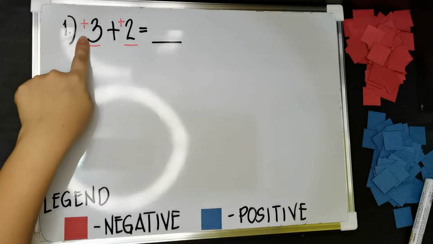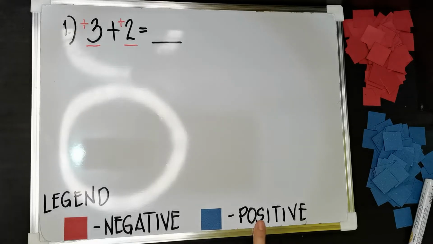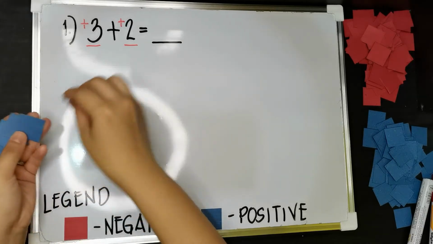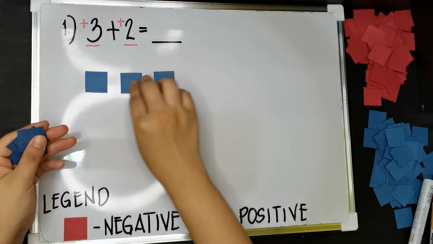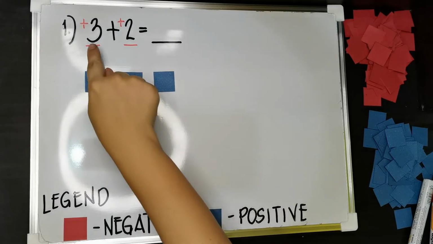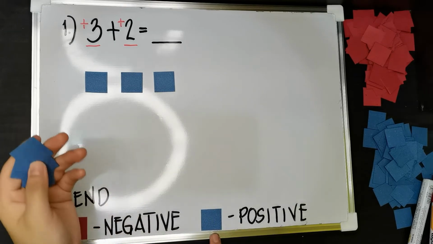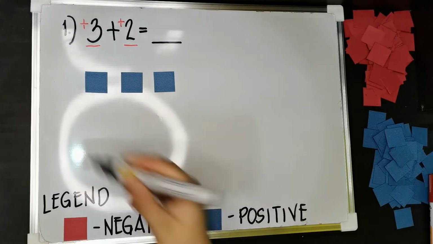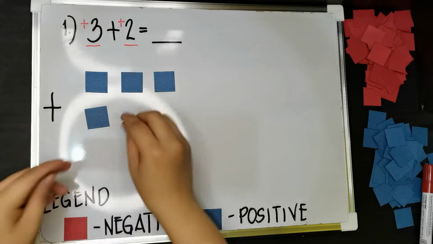Now, I have here positive 3. Ibig sabihin, meron daw akong tatlong positive. And my positive is color blue. So, I'm going to use 3 blue sign tiles here for my positive. So, positive 3 plus positive 2. Our positive is colored blue. So, plus, ano daw? Plus another positive 2.